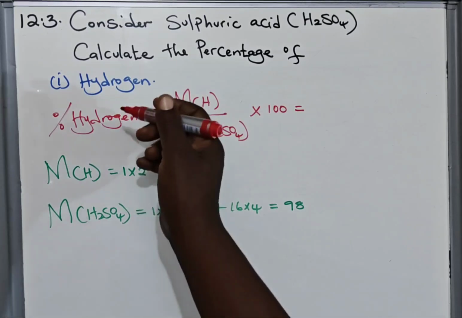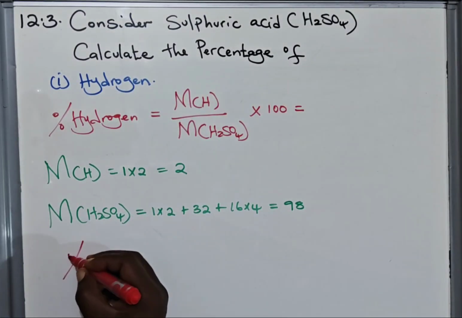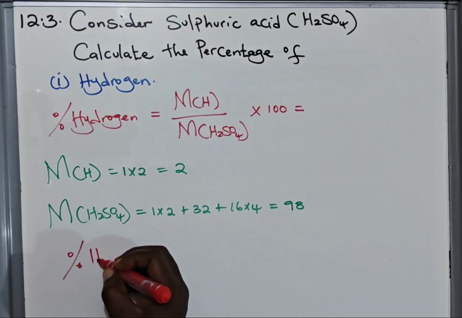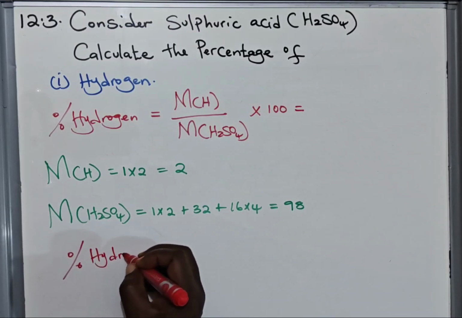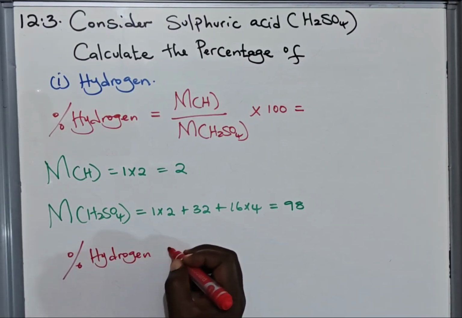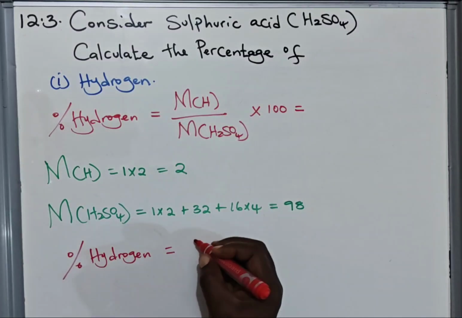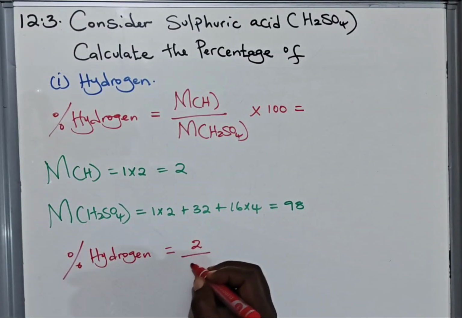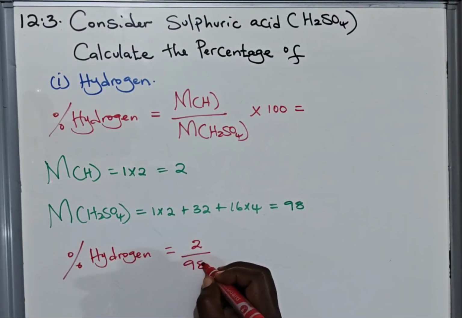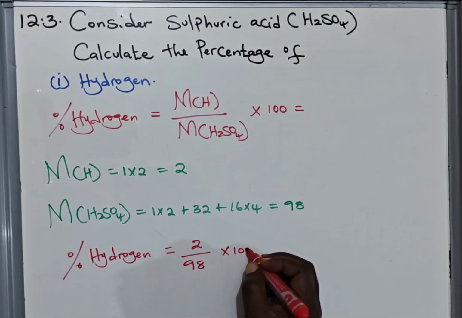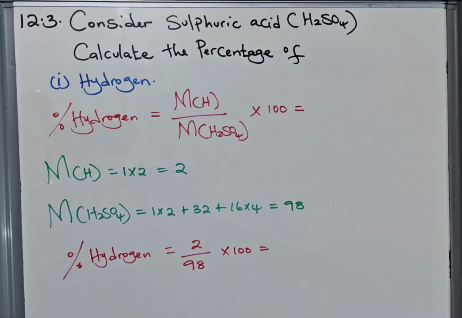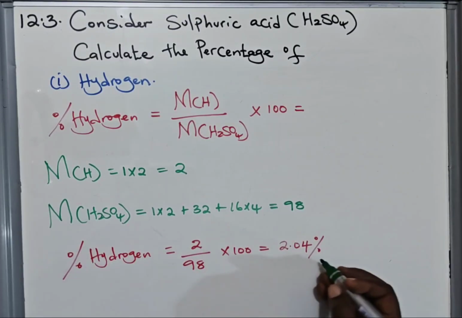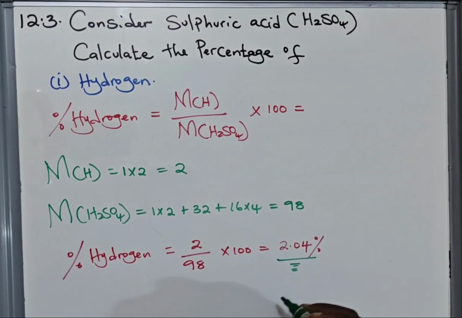So if we substitute in this, we are going to say percentage of hydrogen is equal to mass of hydrogen, which is 2 over 98 times 100. Yeah, so this is it. 2.04%.